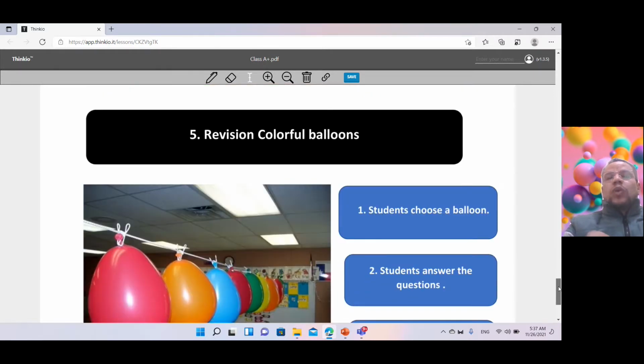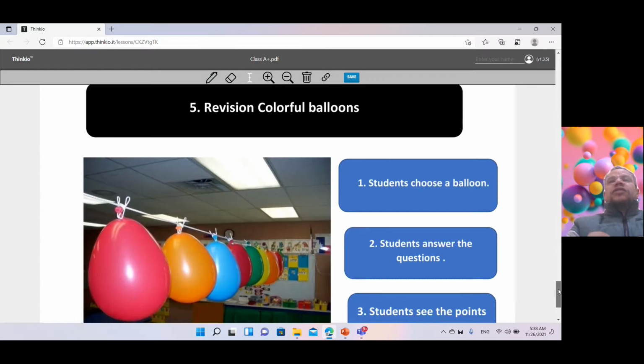Last one, what I like. It's about revision. From time to time, you have to make a revision for part of the curriculum of the semester, for example. So after each 5 classes, you have to make a revision for the previous 5 classes.